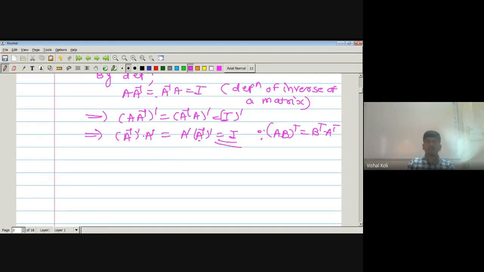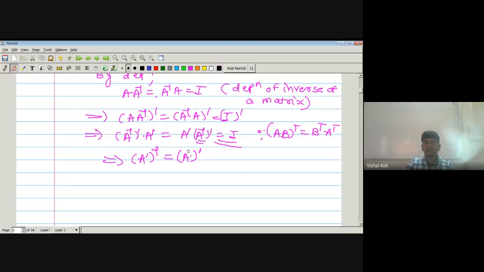Then by the definition of the inverse of a matrix, as A into B equal to B into A equal to I, we say that B is the inverse of A. As here B is equal to A inverse, take B equal to A inverse, then A into B equal to B into A equal to I, which implies the inverse of the transpose of a matrix is nothing but the transpose of A inverse. Okay. So this one is the required result.